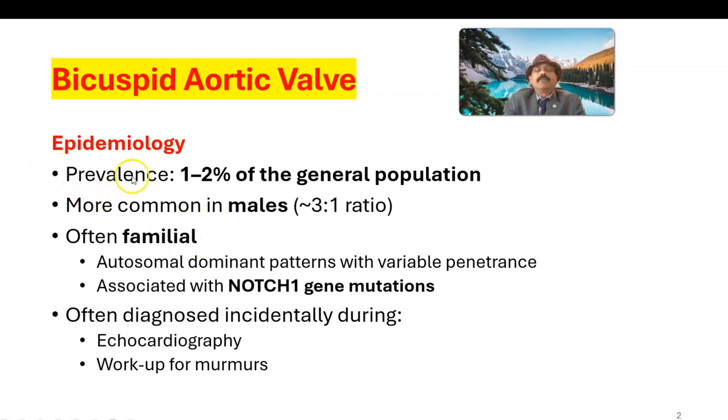Bicuspid aortic valve epidemiology: prevalence is 1 to 2% of the general population, more common in males, around a 3:1 ratio. Often familial, with an autosomal dominant pattern with variable penetrance, associated with Notch1 gene mutations. Often diagnosed incidentally during echocardiography, or workup for murmurs.